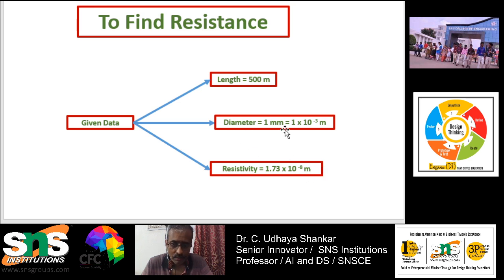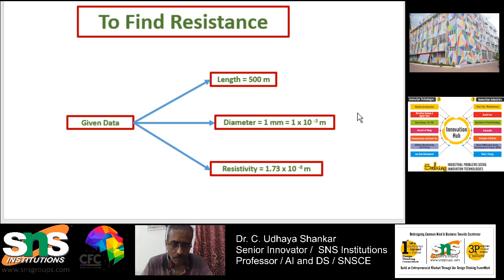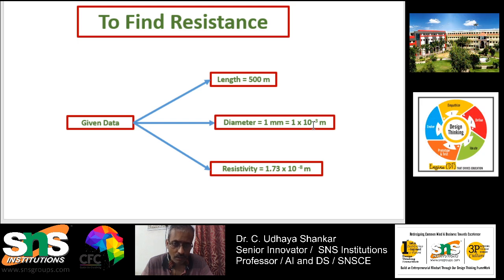Since the diameter is given in 1 millimeter, that has to be converted into meter, because everything has to be converted into the same standard. So here it will be 1 into 10 power minus 3 meter. We want to convert everything to a common standard. This is the first thing we want to do in any problem. So length, diameter and resistivity are given, and we want to find the value of resistance.